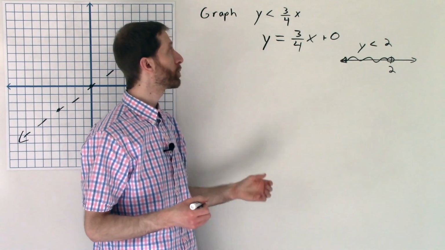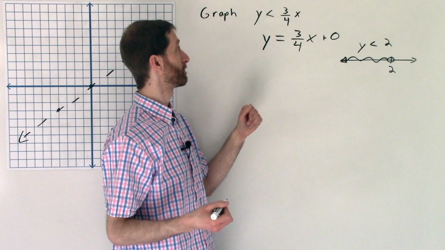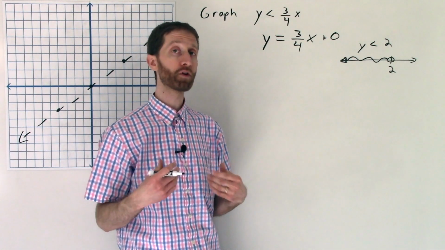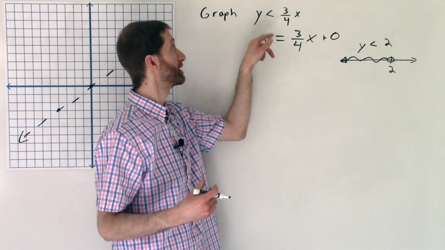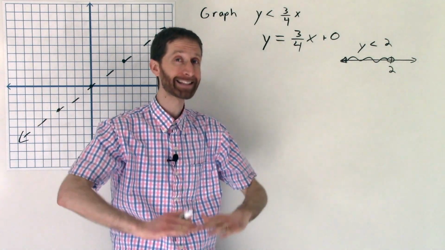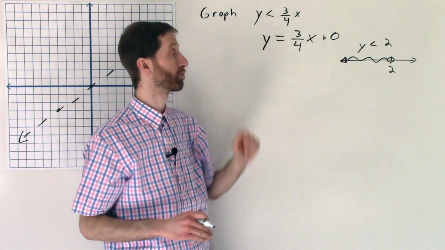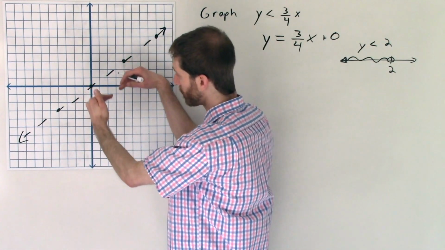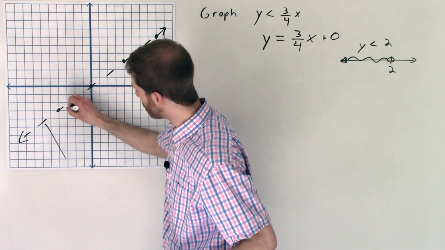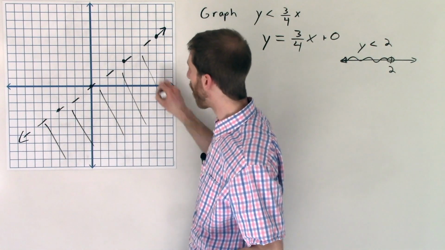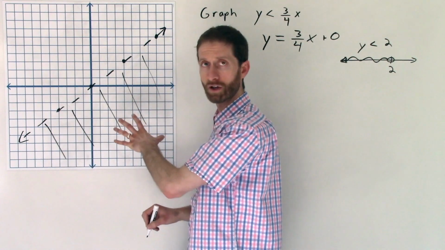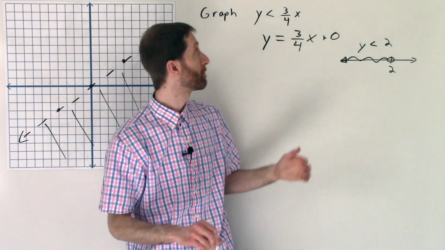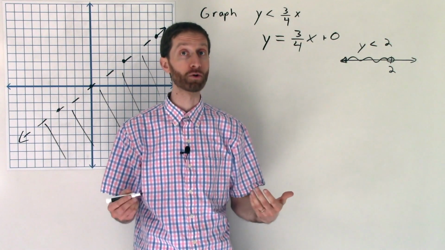Now, how do we learn what to do with shading with less than? Well, there's 2 ways. The way I prefer is I read it literally, and I look at it and I say all y values less than, below the line 3/4 x. Well, below the line would be here. So that would be all of these values there. So it's literally all of the points in this space will be solutions that make this linear inequality true.